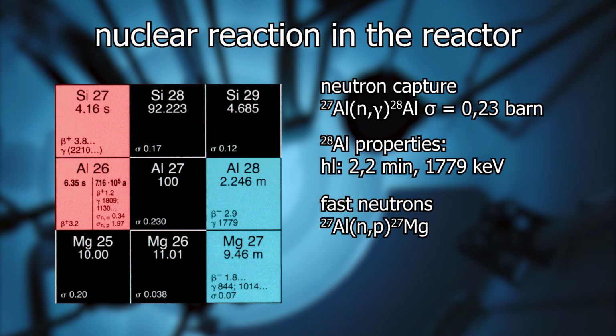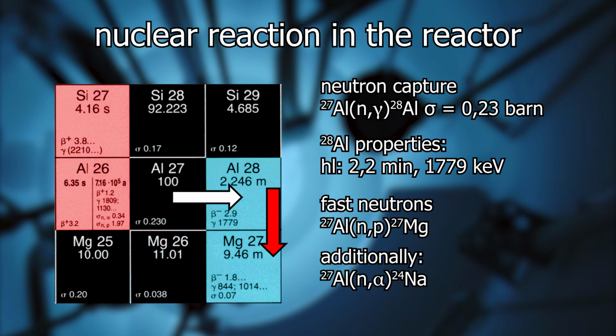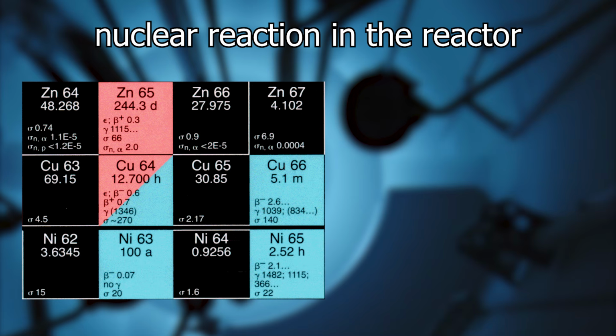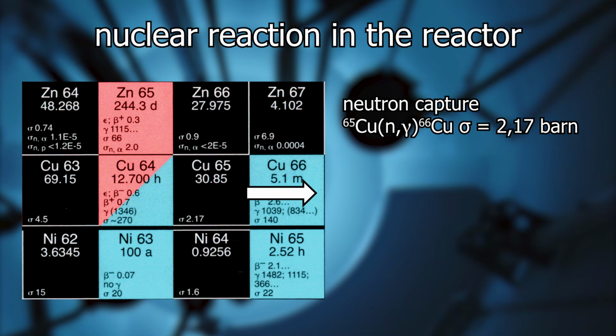Magnesium-26 also occurs, and I'm only mentioning this for the sake of completeness, as it's produced via the fast neutron n,p reaction on aluminium, but that too is simply waited out. There's also an alpha reaction that produces sodium-24. The traces of copper are converted both to copper-66 with a half-life of 5.1 minutes and to copper-64.